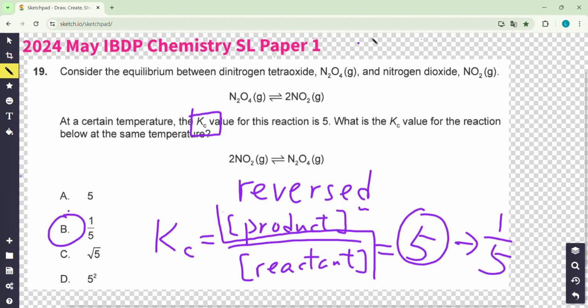You got it. Well done. Very good question. Reverse process. Remember, reverse process, the equilibrium constant is the reciprocal, 1 over A. You got it?